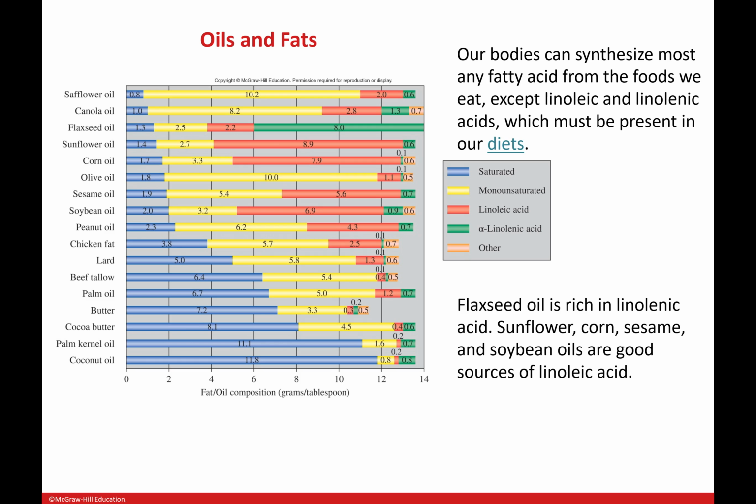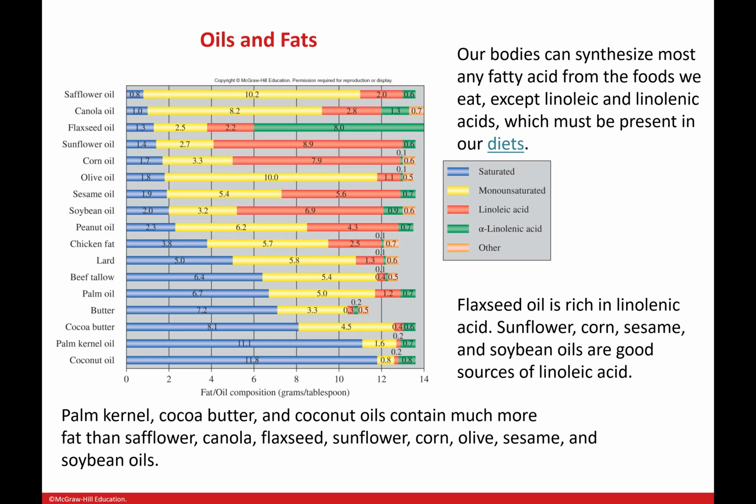Flaxseed oil is rich in linolenic. The second one, sunflower, corn, sesame, and soybean oils are good for the first one. Now remember the difference we saw on the last slide of part 1 is that we have 2 double bonds in the linoleic and 3 double bonds in the linolenic.